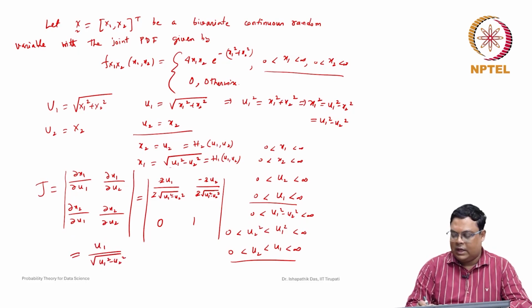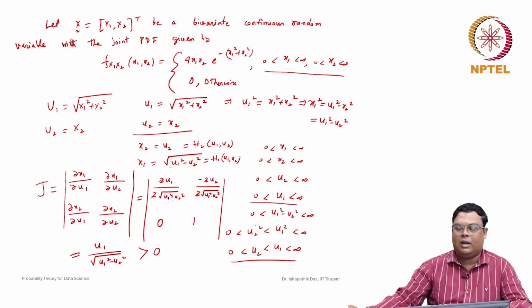Because in this range the Jacobian will always be greater than 0, since u1 is positive in the range of this transformed random variable, it is always greater than 0. Hence we can find the joint probability density function using the theorem.